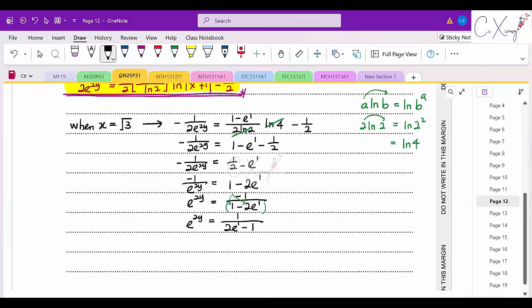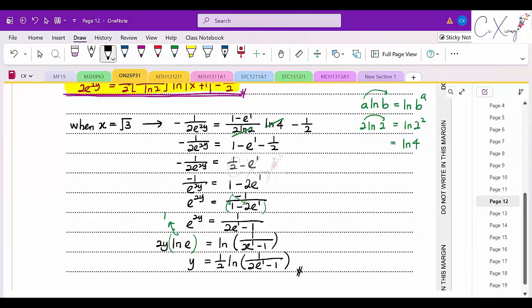Okay, then y, I want to take it down. I take ln for both sides, then I pull the power in front. Therefore, I'm having 2y ln e equals to ln of 1 over (2e power 1 minus 1). ln e value is a 1, right? This value basically is a 1. Then to keep only the y on the left-hand side, I will be having 1 over 2, then ln of 1 over (2e power 1 minus 1).